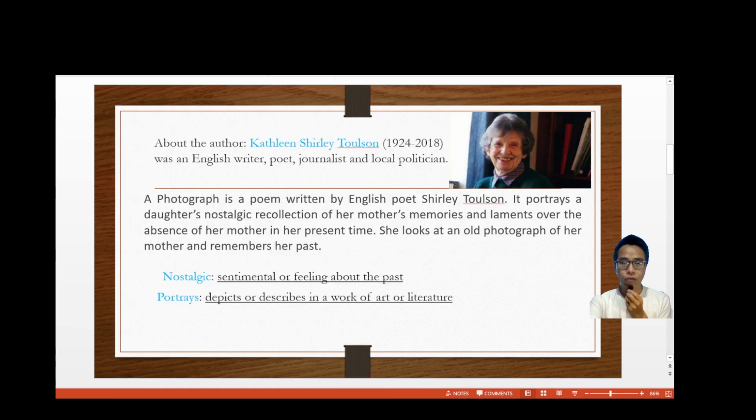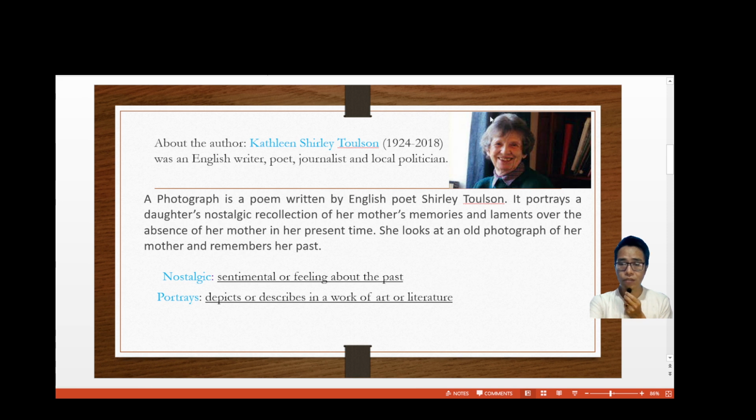About the author, Kathleen Shirley Toulson, born in 1924 and died in 2018, was an English writer, poet or poetess. She's a female writer, journalist and local politician. When we say English here, English writer, that means the British writer. So this poem, A Photograph, is written by her, Shirley Toulson.